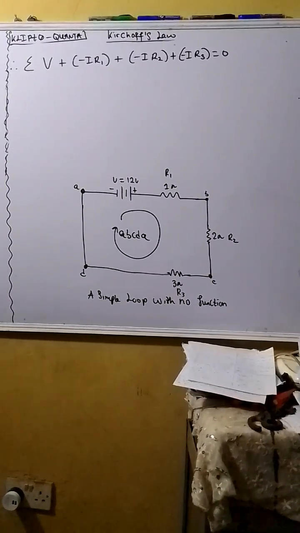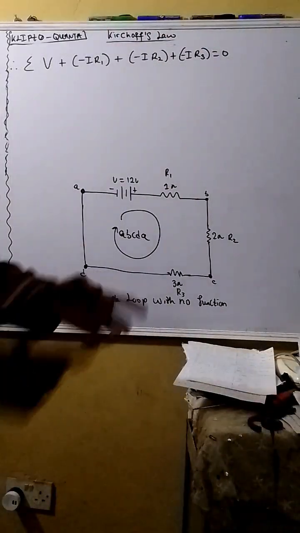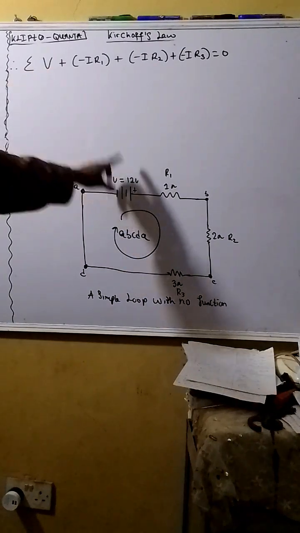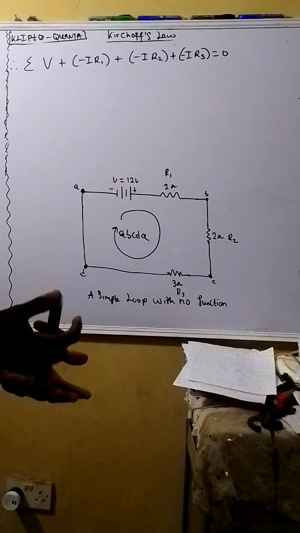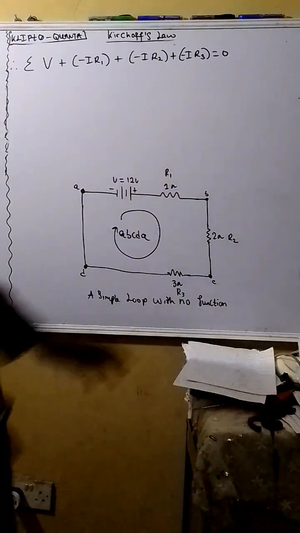So what are we talking about? We said the summation of the EMF, which is the source, plus all the particular resistive elements, with respect to how they are breaking down, will be equal to 0. That is the potential difference law.